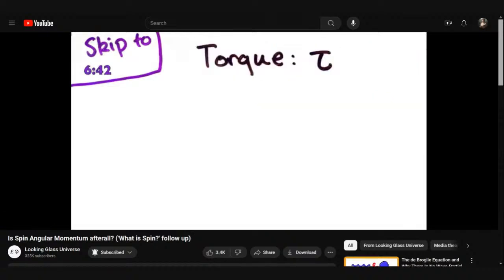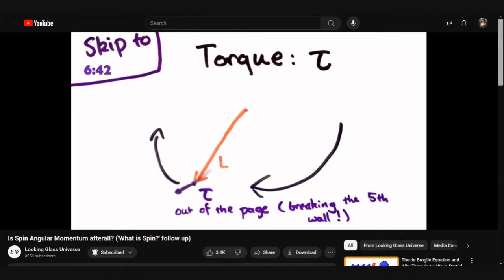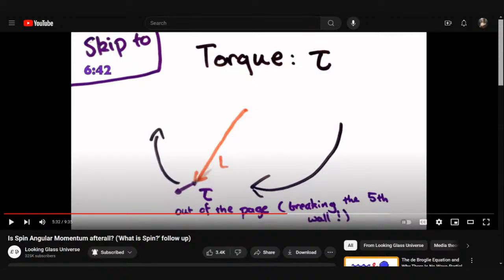We need to introduce one more technical word, torque. A torque is something that twists an object. In our case here, it's from the magnetic field. Just like angular momentum though, torque is a vector, and its direction is perpendicular to the direction of twisting. The magnetic field is trying to twist the angular momentum. The way we denote it is that it's perpendicular to the plane of the twist. Out of the page, breaking the fifth wall. So tau is out of the page.